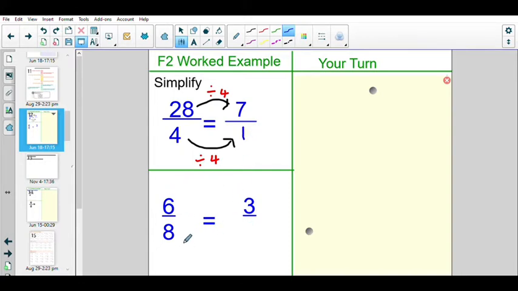For the next example, I have 6/8 and I have 3 in the denominator. Again, I'm going to look at what do I divide 6 by to get to 3. It's been divided by 2. I'm going to do the same process in the denominator. 8 should be divided by 2 and that's going to give me 4. So the 6/8 fraction is equal to 3/4.